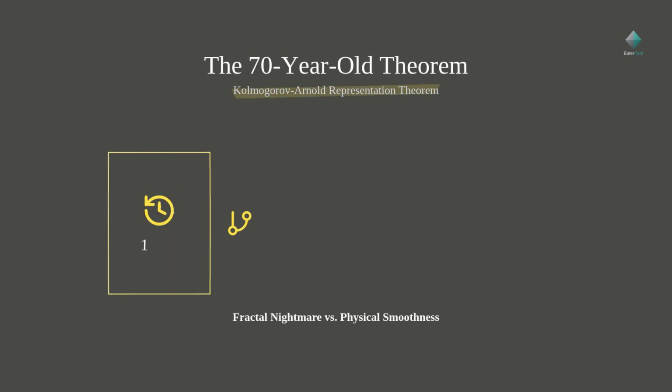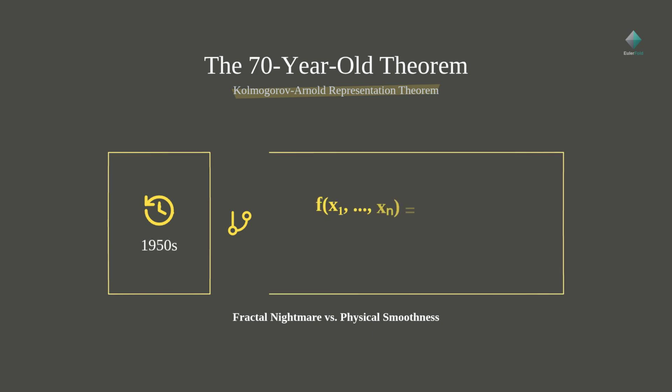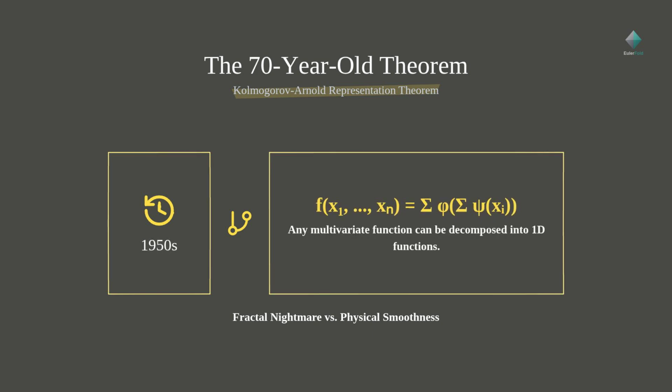Here's where things get interesting. KAN is inspired by a mathematical result from the 1950s called the Kolmogorov-Arnold representation theorem. Two Russian mathematicians, Andrei Kolmogorov and Vladimir Arnold, proved something profound. Any complex multivariable function can be broken down into a combination of simpler single-variable functions, just added together.